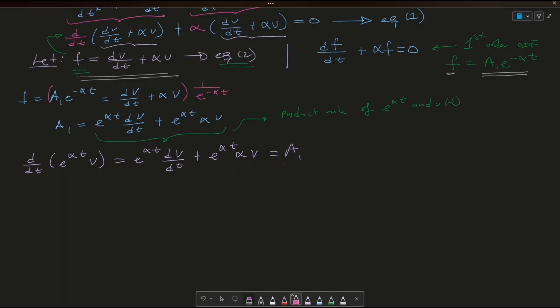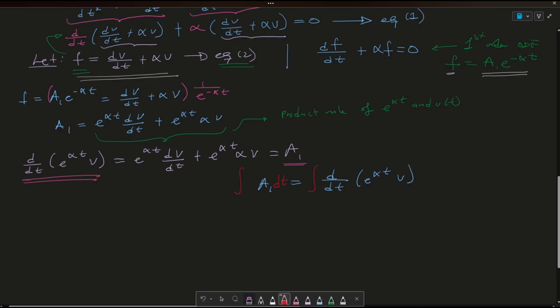And the reason we care about this is that we can now say a1 is equal to this function here. So if we rewrite it, a1 is equated to d over dt of e to the alpha t times v. What we can do is take an indefinite integral on both sides in terms of dt. This dt cancels out with this dt; my integral, which is an antiderivative, cancels out with the derivative. And the indefinite integral of a constant a1 is simply a1 times t plus a constant, let's just call it a2. So then this is equated to e to the alpha t times v.